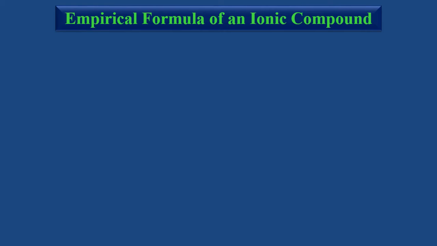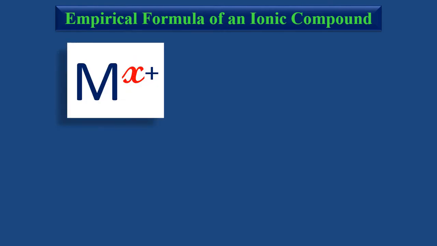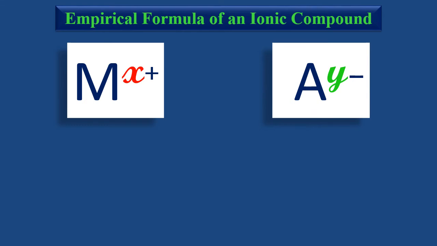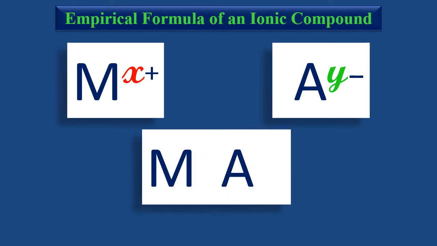While writing empirical formula of an ionic compound, first we write the formulae of both cation and anion, cation on left while anion on the right, and finally write the valency of cation in the subscript of anion and vice versa. That is, valency of anion in the subscript of cation without the charge, positive or negative. Just write the numbers. This is how we write the empirical formula of an ionic compound.